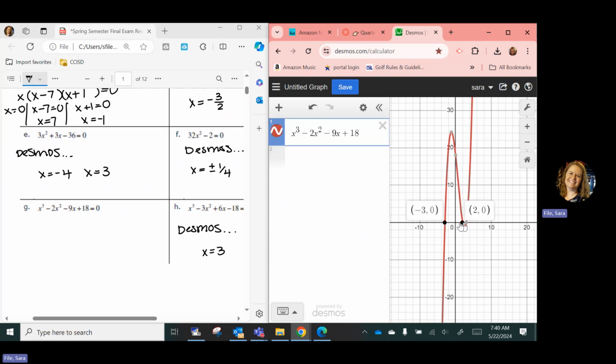There's 3 places where it crosses the x-axis. So at -3, +2, and +3. So positive 3 and -3 and at 2. So those are all my solutions.